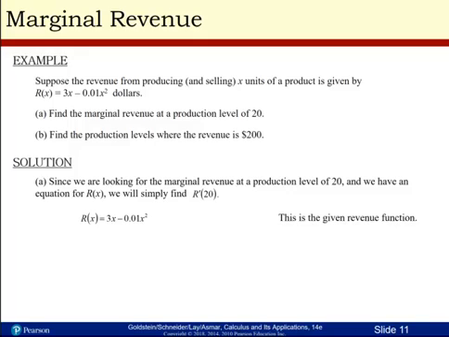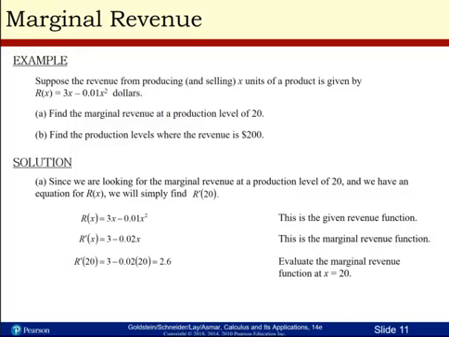So we take our given revenue function and take the derivative of 3x minus 0.01x squared, that's going to be 3 minus 0.02x, and then we're going to plug in a 20. So we're just going to evaluate that marginal revenue function at x equal 20. Plugging in a 20 for x, we're going to get 2.6. Therefore, the marginal revenue at a production level of 20 is 2.6.